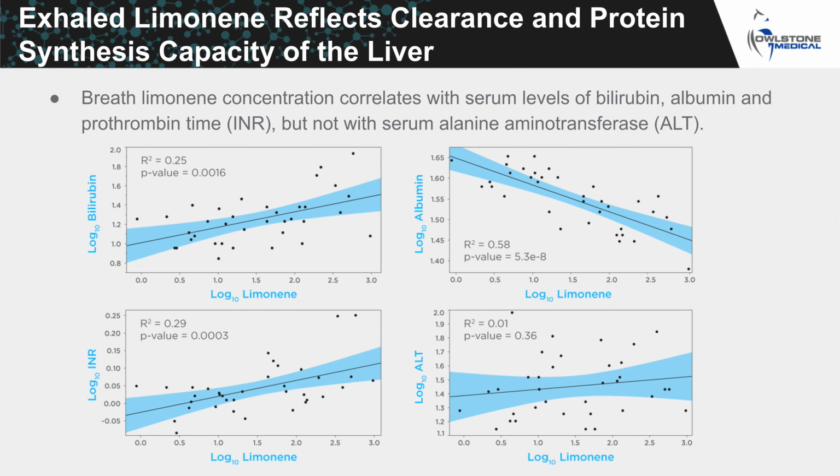Limonene levels correlate with most other biomarkers, so bilirubin, albumin, and INR. Notably, these are all components of the Child-Pugh score, which I showed earlier. It also shows an overall relationship with limonene. Limonene does not correlate with ALT, the marker of liver damage. As expected, this indicates that limonene can be used to assess liver function.